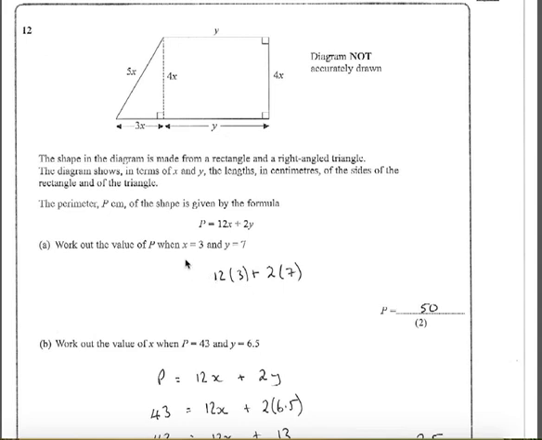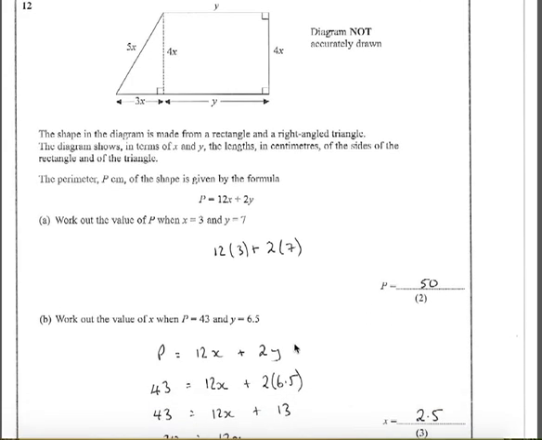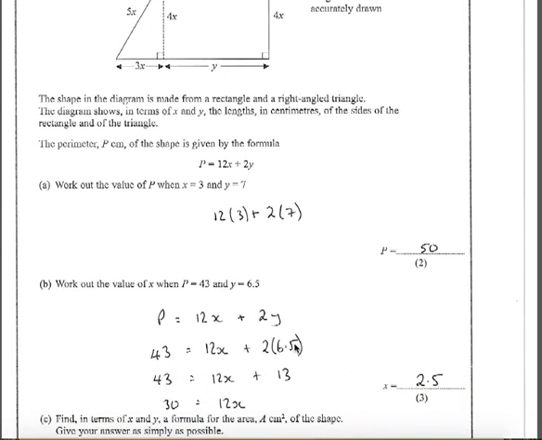Everybody got full marks for part A, which you should have done. Put x is 3 and y is 7 into this equation, you get 50. Everybody really should have got full marks for this one as well. It's in your theory folder.